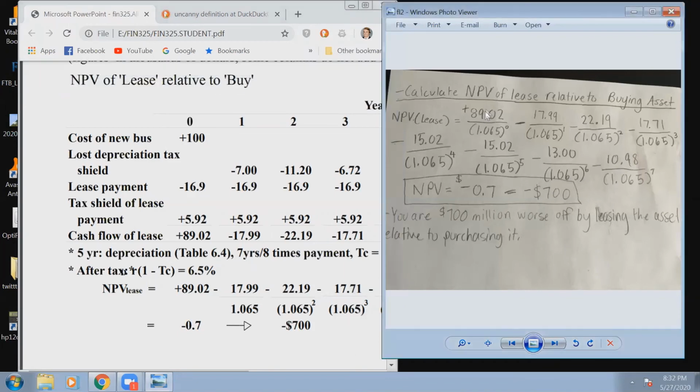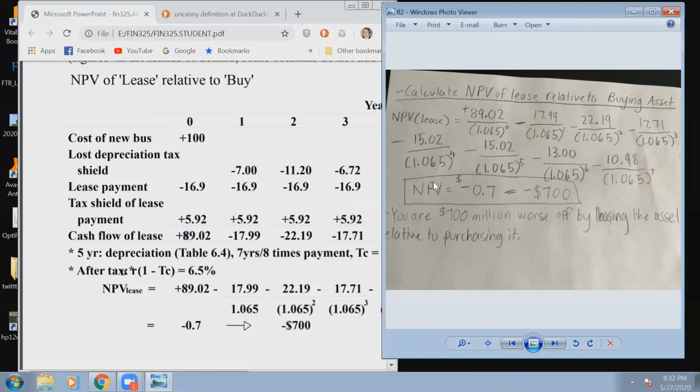Okay, so then we just take the cash flows and discount them by 1.065 to the power of the year. So year 0, that's going to be 1, so you just get 89.02. Then 17.99 divided by 1.065 to the first is going to be, well, not just 17.99.